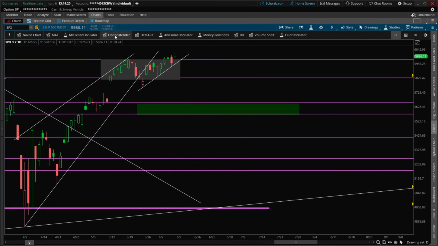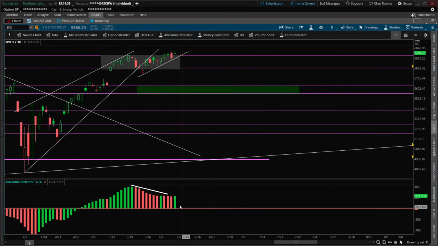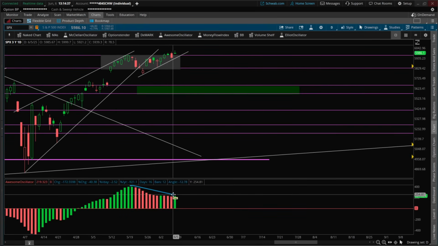So we have a setup on the McClellan oscillator. We know breadth is heading lower. I know it's pointing up, but we're in neutral territory while price is going up. It's diverging. We have a setup in the OptionsTender MACD setup. We have a DeMark setup. We have an awesome oscillator setup. That's a negative divergence.